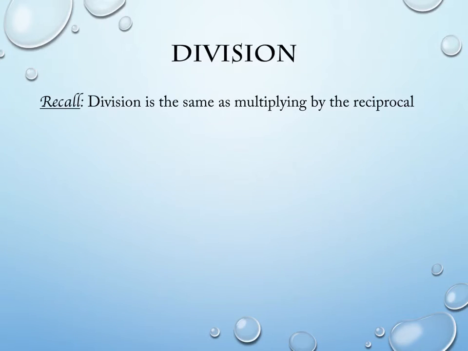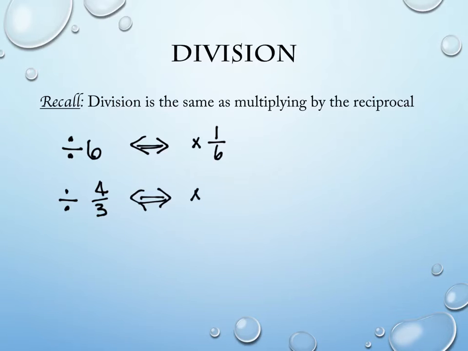The thing that I want you to remember with complex fractions that's really important is that division is the same as multiplying by the reciprocal. So if we attempt to divide by 6, it's equivalent, right? This double arrow means it's the same as multiplying by 1 over 6. If we're trying to divide by 4/3, it's equivalent to multiplying by the reciprocal 3/4. So we're going to use that fact extensively in what we're doing, okay?